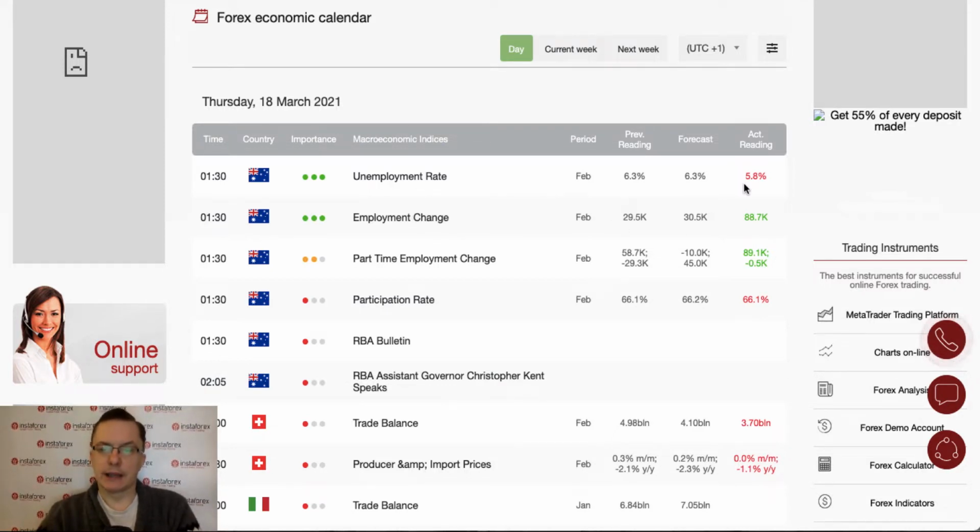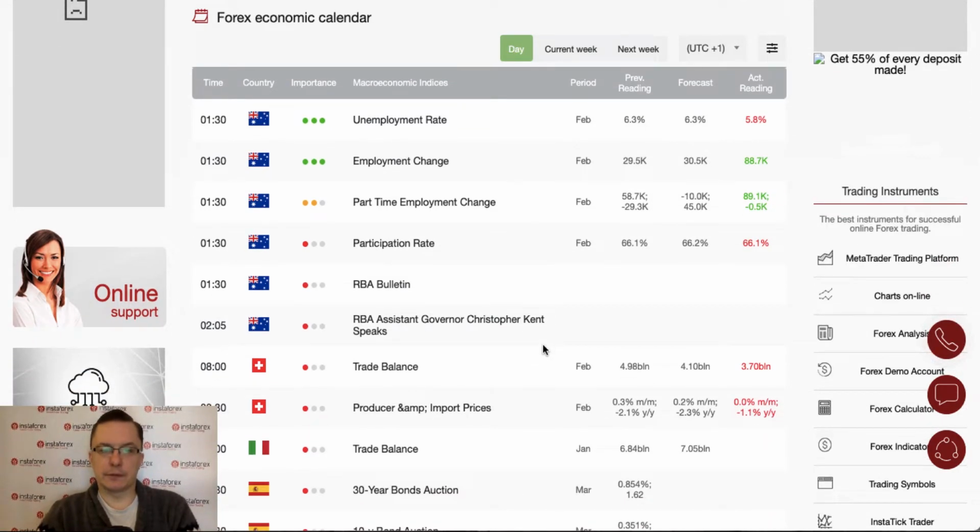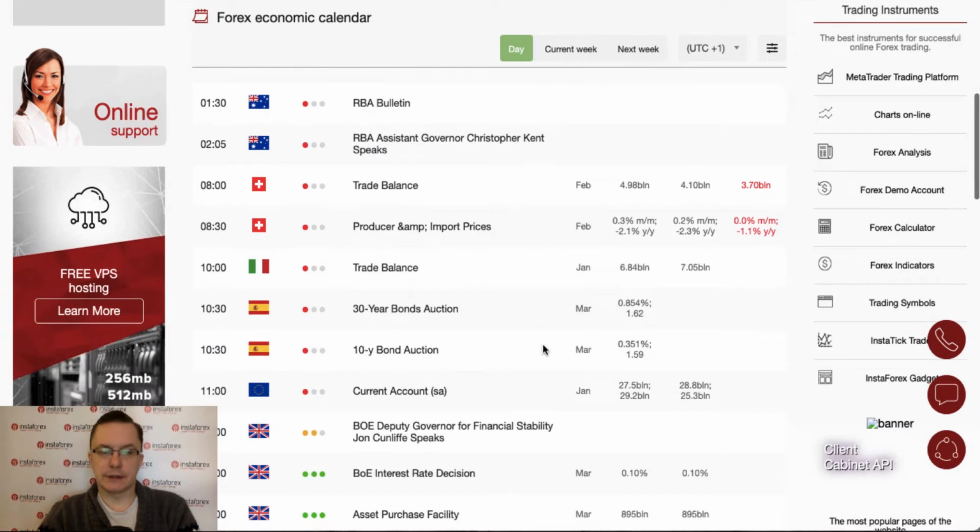As you can see, unemployment rate is going down from 6.3% to 5.8%, so that's very good for the Australian economy. And the employment change is increasing from 29,000 to 88,000 people, and the part-time employment change is rising from 58,000 to 89,000 as well. So those was the data from Australian dollar. So we will take a look at the Australian dollar later on.